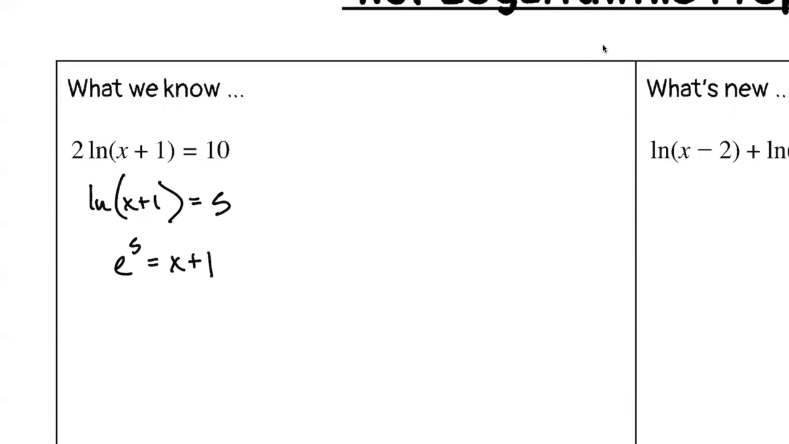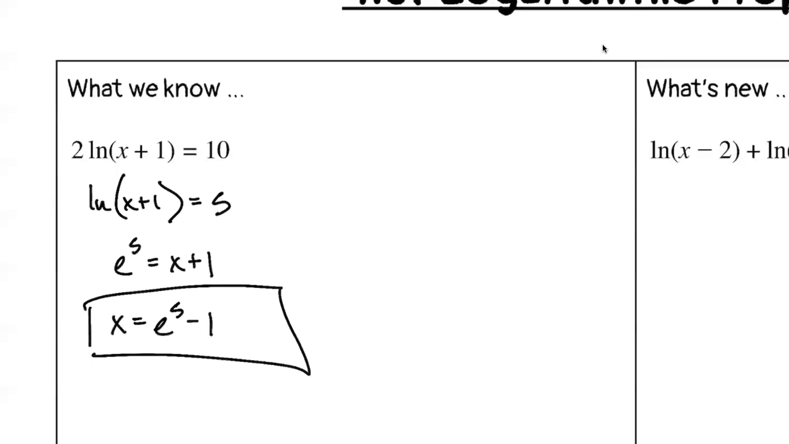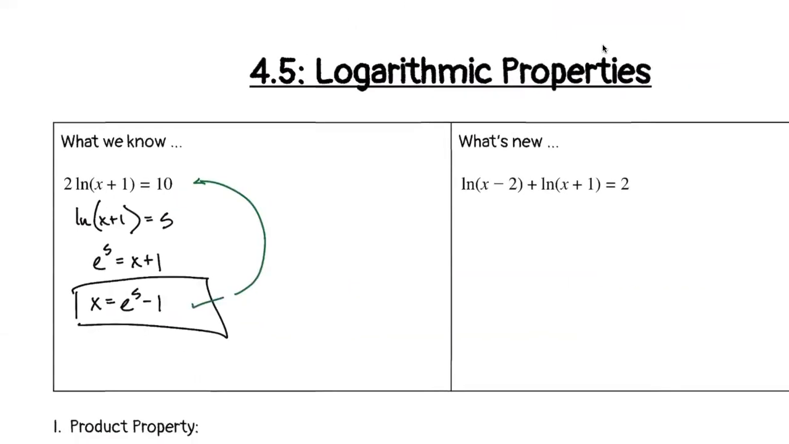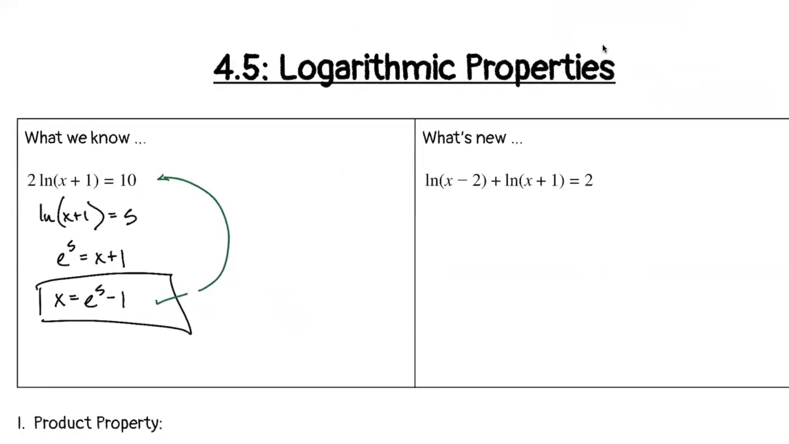And if all we want is an exact answer, the only thing we have to do now is subtract 1, right? So we could say x equals e to the 5th minus 1. And we would want to make sure we check for extraneous solutions, all right? And I argue that if you do check, it will in fact work out, all right? So that's what we covered before the break.